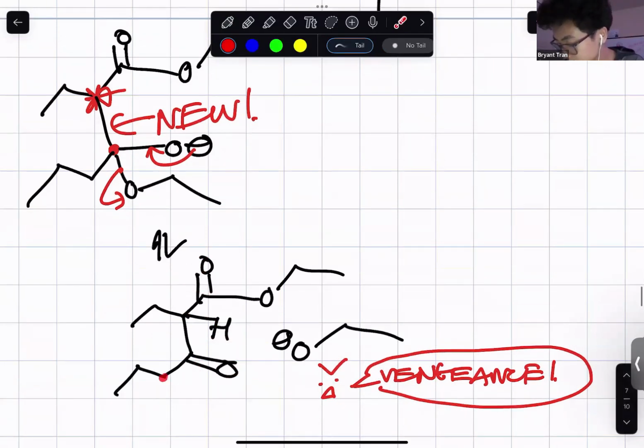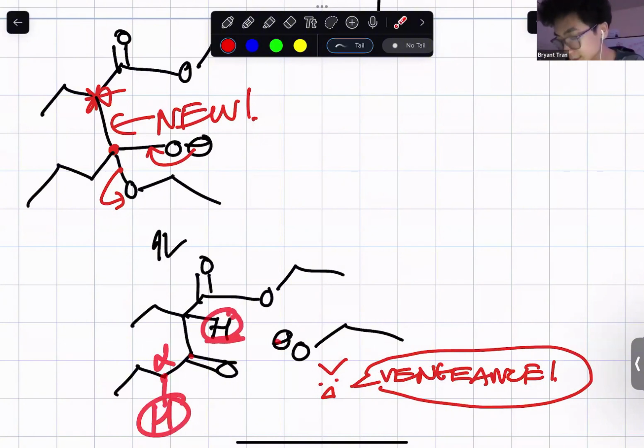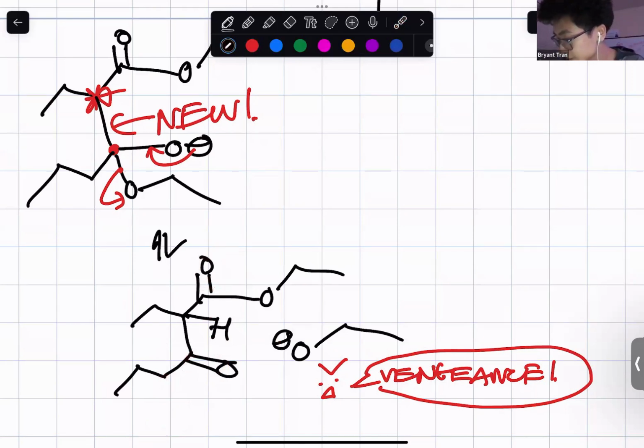This is also an alpha carbon, because it's one carbon away from the carbonyl carbon, but we're not going to deprotonate that alpha hydrogen because it's not as acidic as this alpha hydrogen right here. It is acidic, but not as acidic as the one in between the two carbonyls, which is alpha to both carbonyls. So we're going to grab the hydrogen in between the two carbonyls and give the alpha carbon a negative charge.